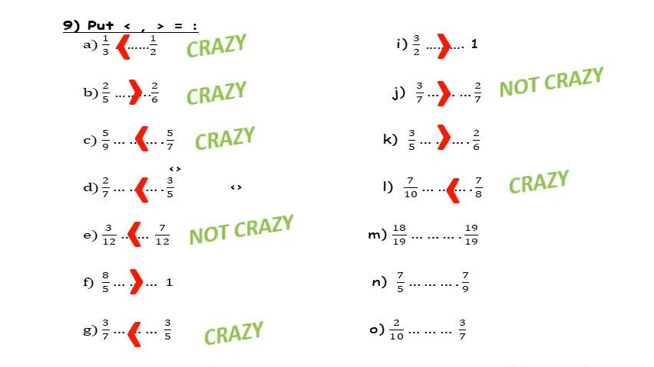18 out of 19 and 19 out of 19. It's not a crazy fraction. That means 19 out of 19 is greater than 18 out of 19. 7 out of 5 and 7 out of 9. It's a crazy fraction, which is 7 out of 5 is greater than 7 out of 9. And the last one, 2 out of 10 and 3 out of 7. I will use cross multiplication. 3 by 10 equals 30 and 2 by 7 equals 14. That means 3 out of 7 is greater than 2 out of 10.